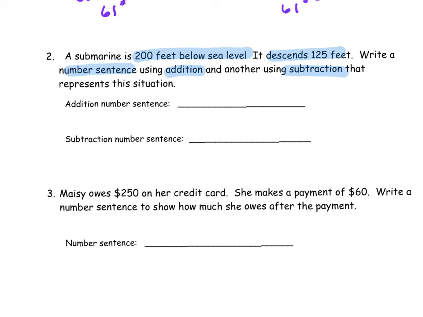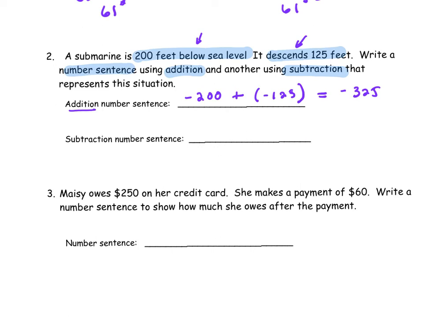We're going to start by looking to see if there are any clue words that go with that 200, and sure enough there is. Below sea level would imply negative 200. This is requesting addition, so I'm going to look at the next number, 125 feet, but there's also another clue word, descends, which means to go down, and so that's going to make that a negative 125. Since these are same sign numbers, I'm going to add them and keep the sign.